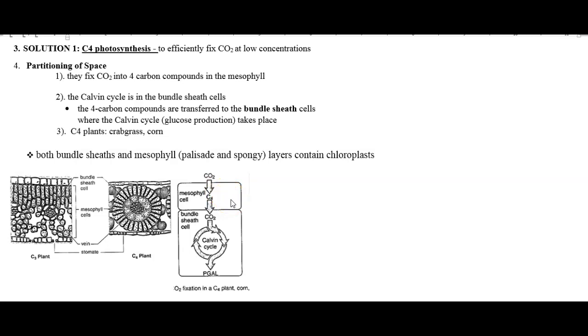Then the C4 molecule goes into the bundle sheath. It's going to get transferred to the bundle sheath, and that's where the Calvin cycle takes place. Now some examples. Both the bundle sheath and the mesophyll layers can have chloroplasts.